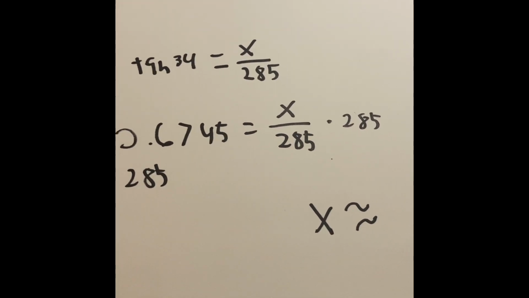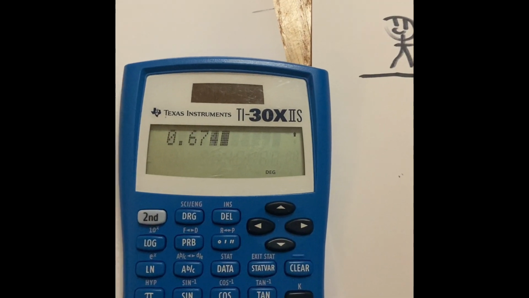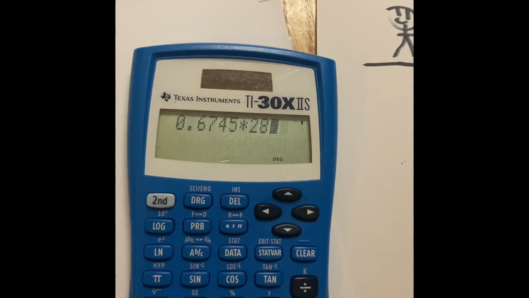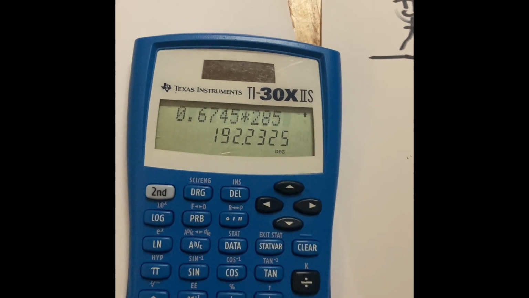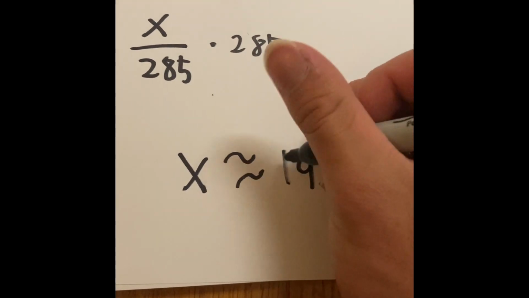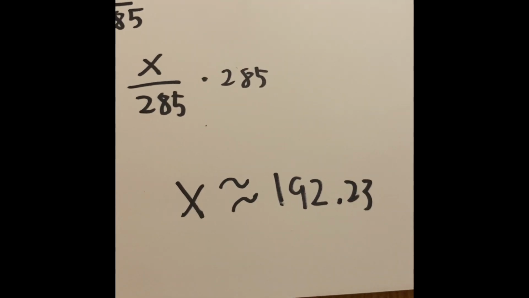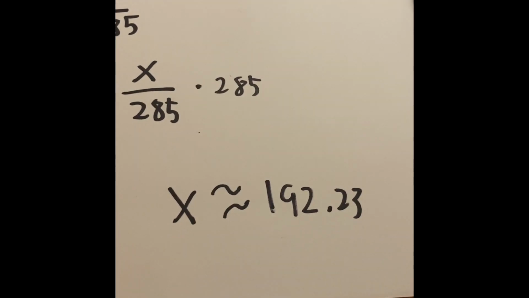So we're going to say 0.6745 multiplied by 285, and we should get 192.23 feet. Answers may vary, but they could be like 190, 191, 192, at most 193.